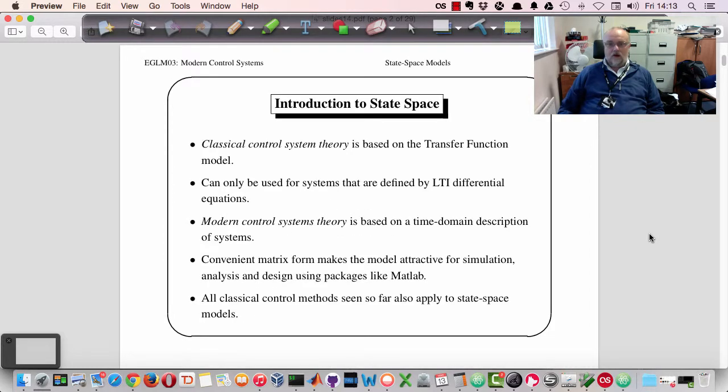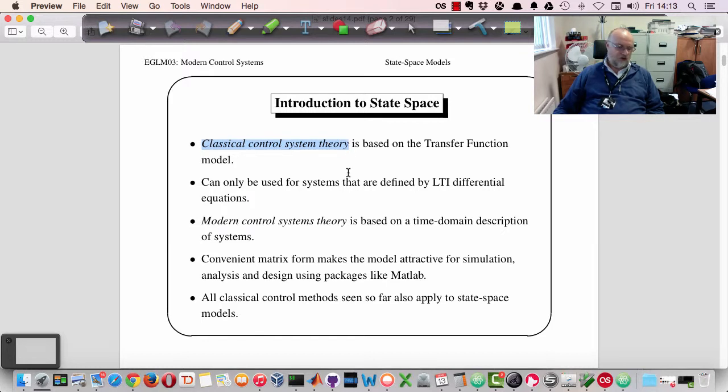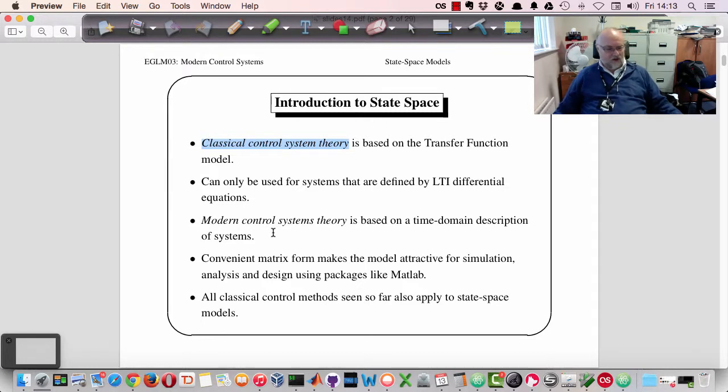So, state space is a technique that is used in modern control theory. What we've been looking at so far in the course we could call classical control theory based on transfer functions. But these are limited in that they can only be used for systems that are linear time invariant and to some extent single input, single output as well. Whereas modern control systems theory is based on time domain description of systems, more specifically arrays, and these are a bit more flexible in what they can do.